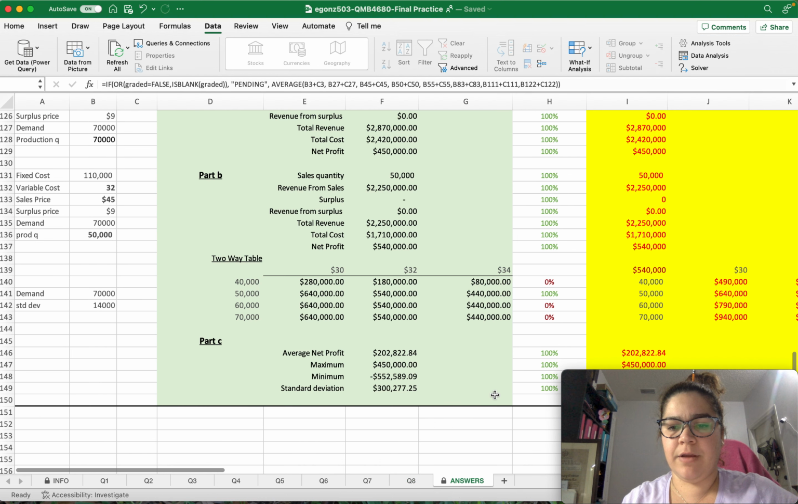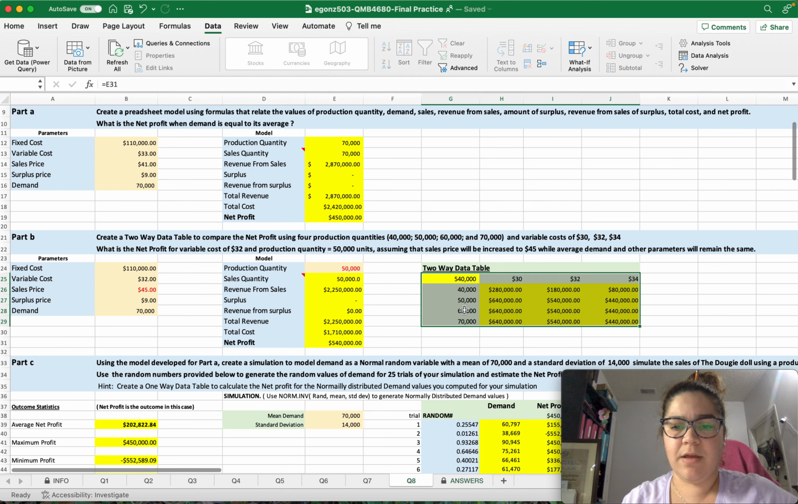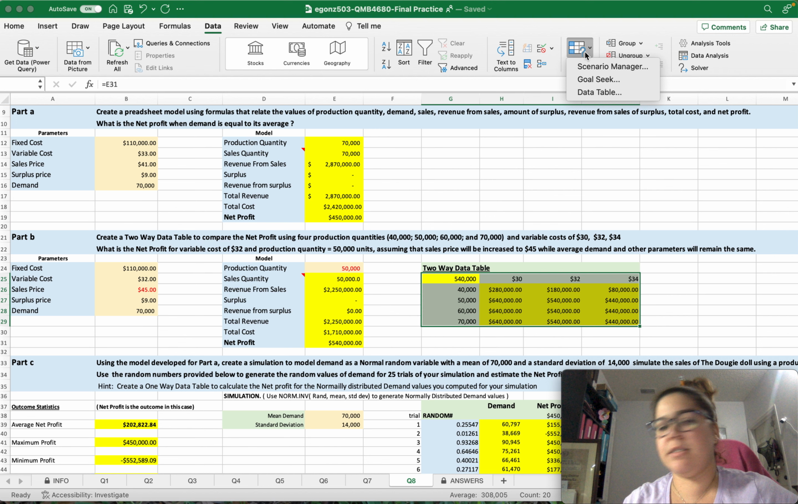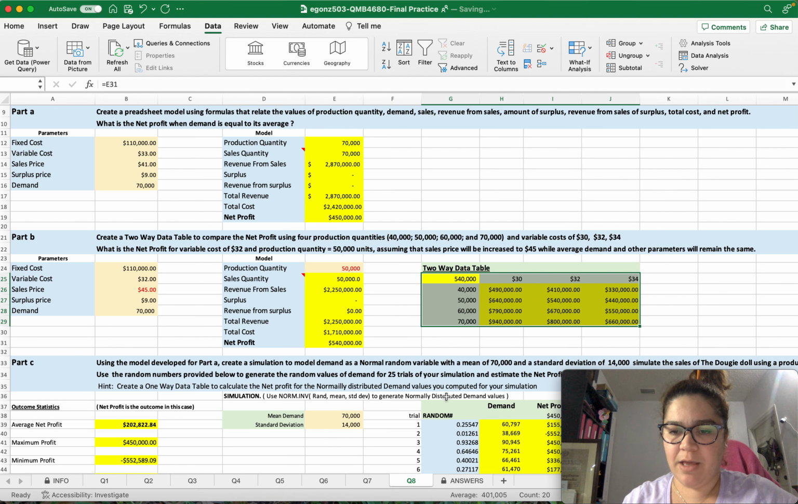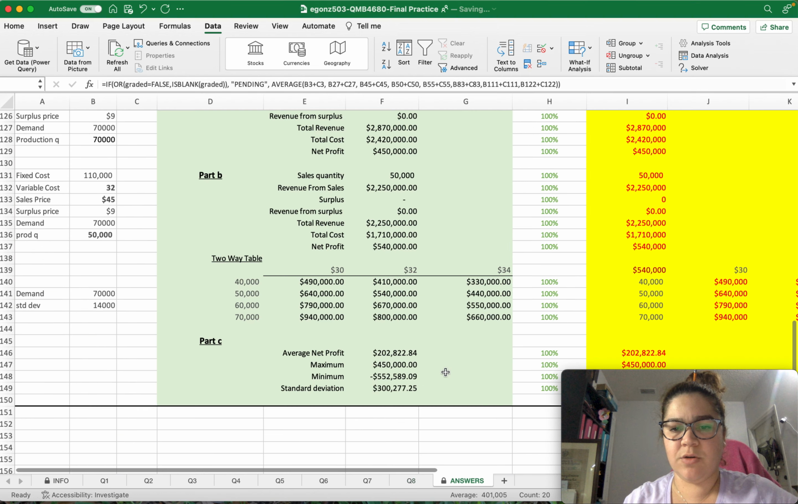We're going to go to answers. I did something wrong. Let me look at my notes. It's the production quantity. I always make a mistake in that. So the row is still the variable cost, but the column, instead of being the demand, is going to be the production quantity. That's what really tripped me up. Okay, so let's go to answers.